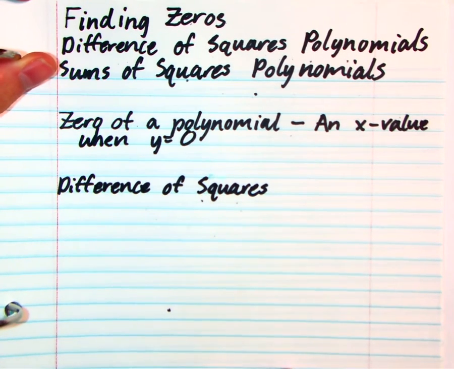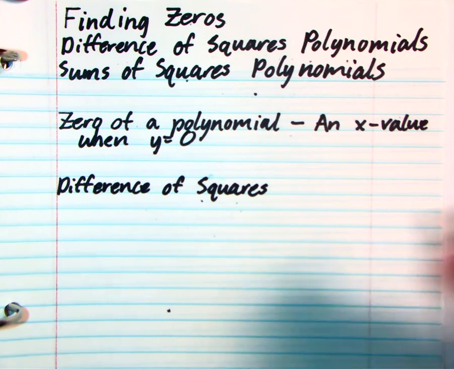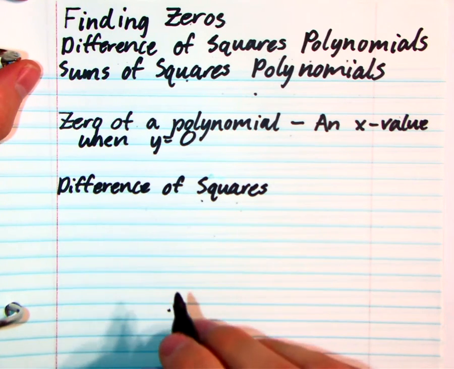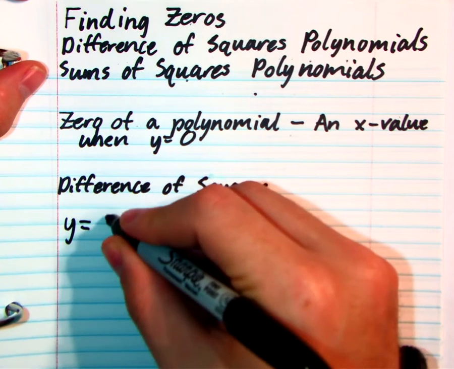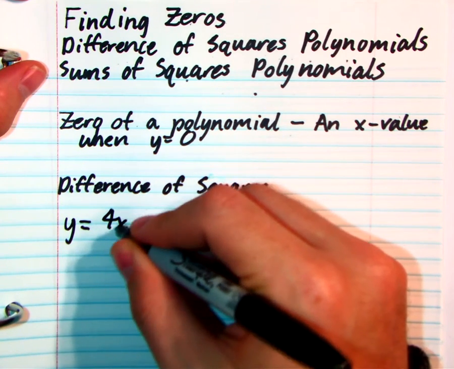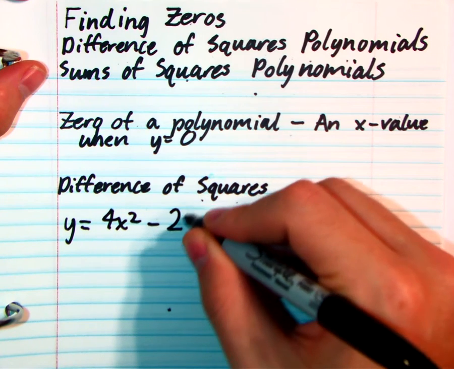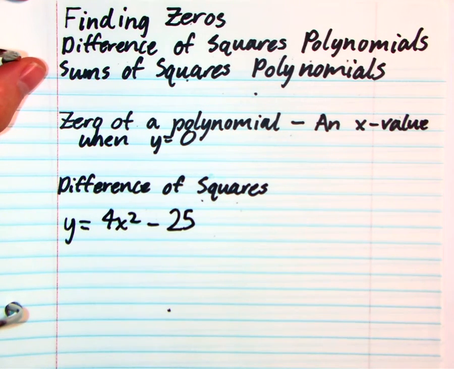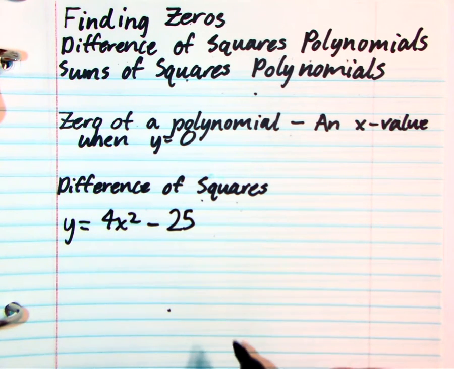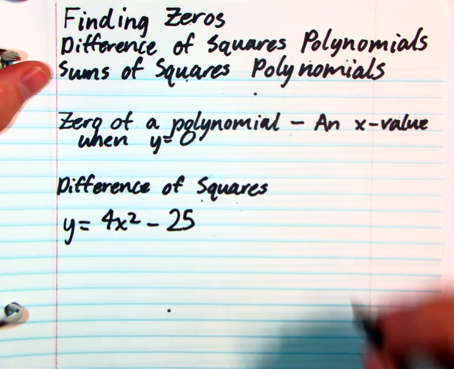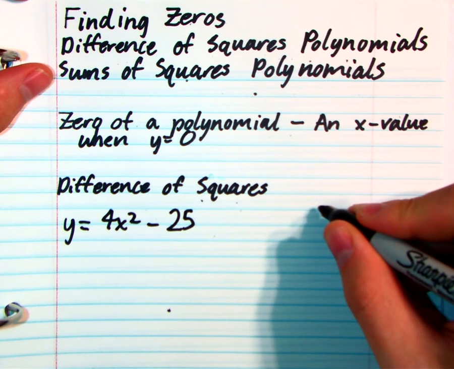So let's look at trying to find the zeros of a difference of squares polynomial. We're going to look at this polynomial for starters. y is equal to 4x squared minus 25. Now, why am I calling this a difference of squares polynomial? The reason is, it is in this form.